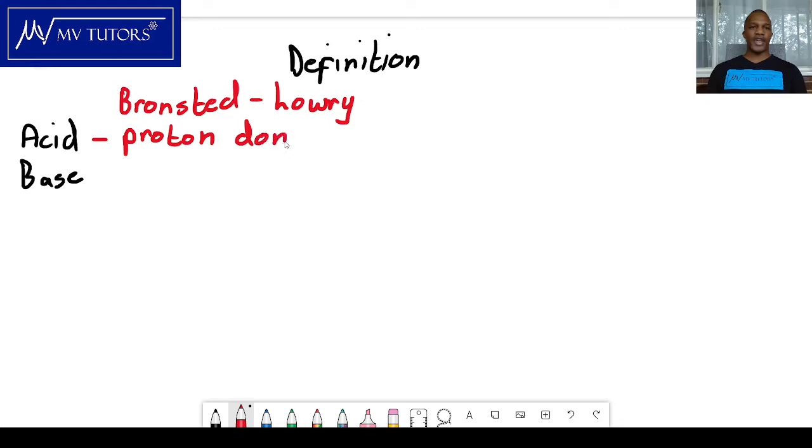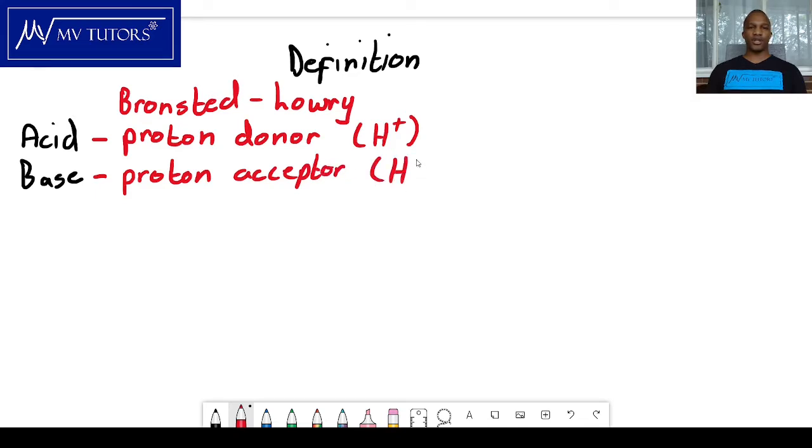Okay, it donates a proton, and the proton we're talking about here is a hydrogen ion or just an H. Let's call it an H for simplicity. Okay, and then a base is a proton acceptor, that which accepts a proton, which is still the hydrogen ion. That is what is called an acid and a base.